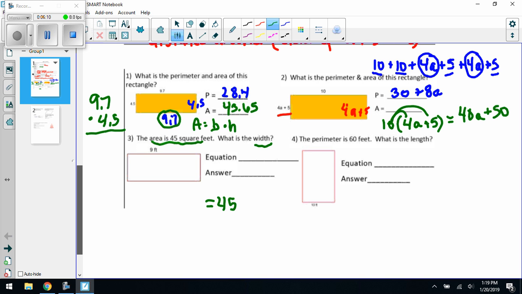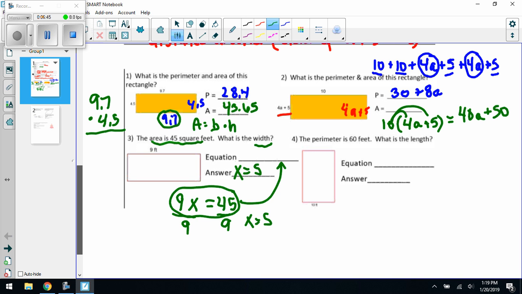So when we don't know something in math, we give it a variable. In this case, I'll give it an x. And I know to find the area, it is width times length. Therefore, it'd be 9x equals 45, and then we just have a one-step equation here. Do the opposite on both sides, and x equals 5. This equation gets written right up here, and your answer is in this blank.